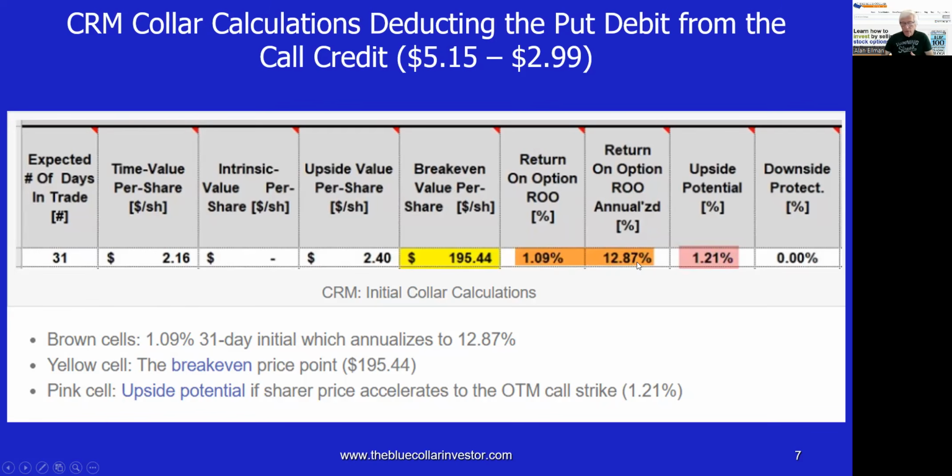So what we're doing here, folks, is we're receiving a lower initial return in return for having the insurance policy of that protective put. Now, we still have the same upside potential shown in the pink cell here of 1.21%.